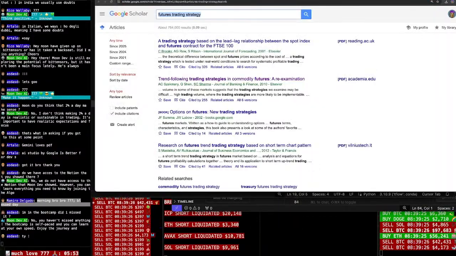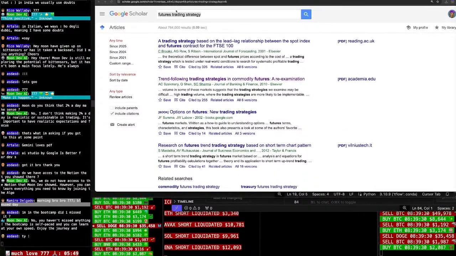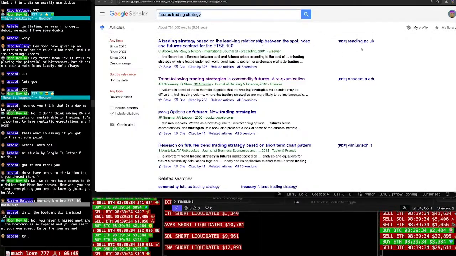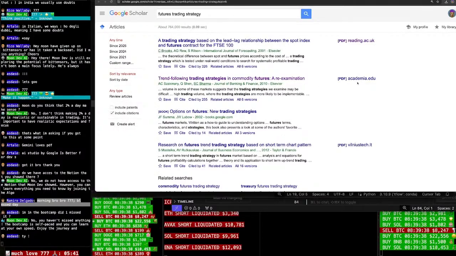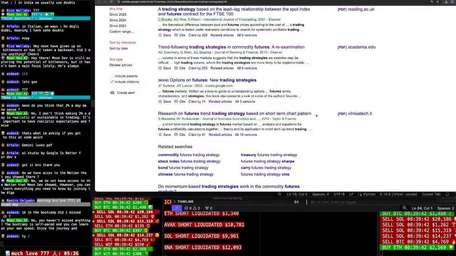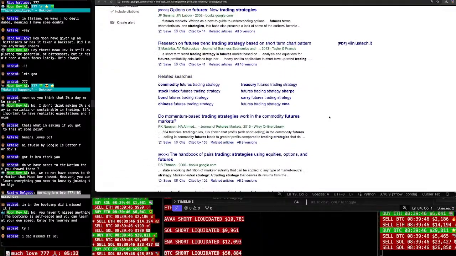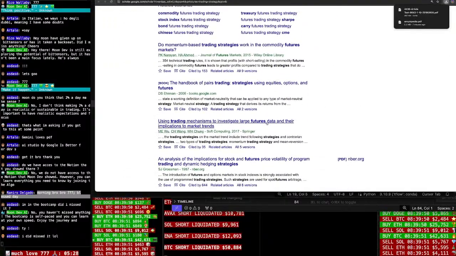Okay, so let's see what else we can find here. Trend following here. This is good, futures trading strategies here. A trading strategy based on the lead lag. That could be interesting. Trend following strategies here. Commodity futures. Let's go ahead and open it up, dude. Research on futures trend trading strategies on short-term chart pattern here. Looks good to me. The handbook of pairs trading. That could be interesting.